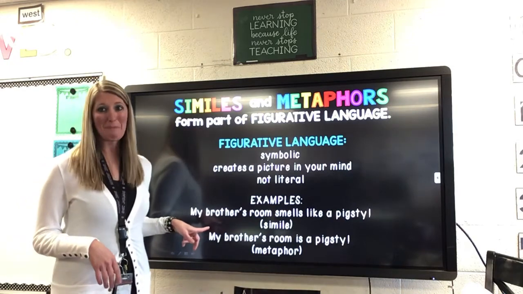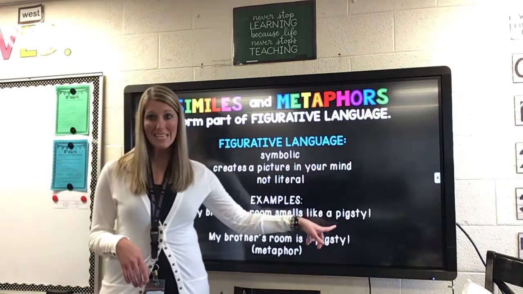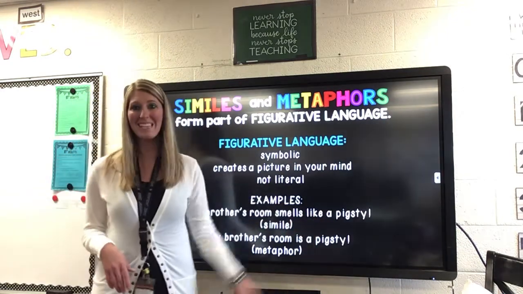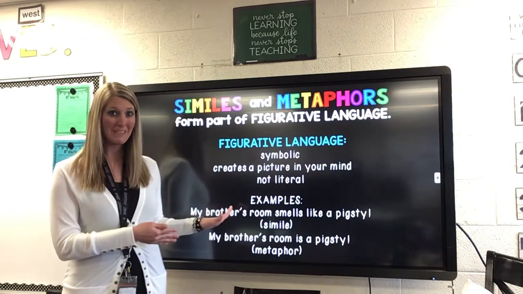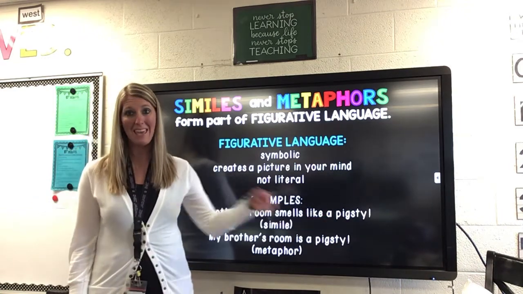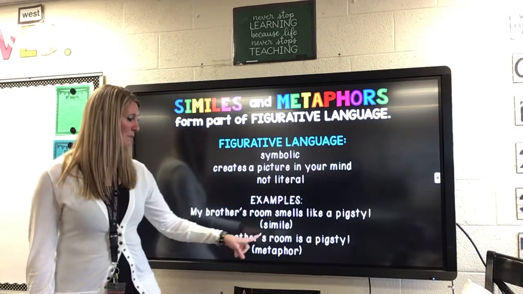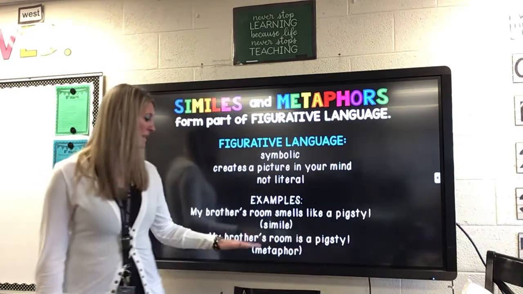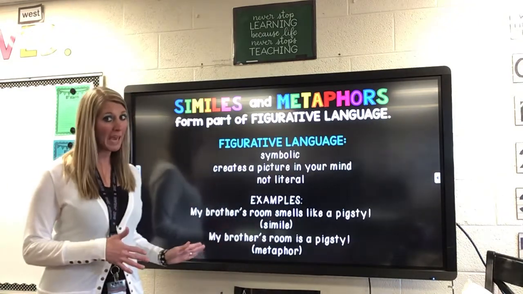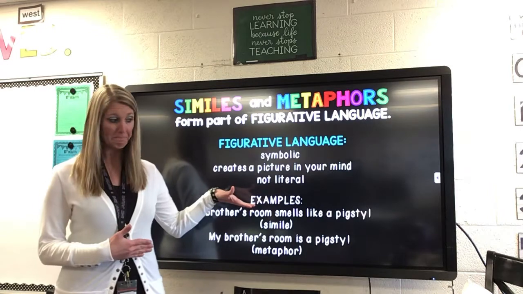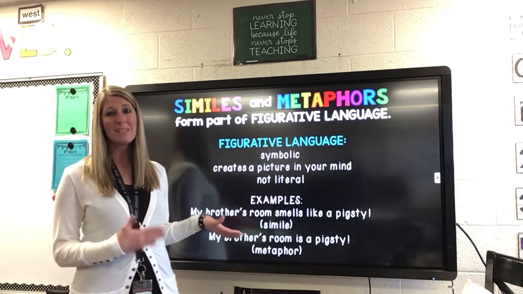So here's an example, if you heard that noise. It says, my brother's room smells like a pigsty. So a pigsty is where the pigs live. And so we're saying my brother's room, and we're comparing it to a pigsty. So it's sticky, it's smelly. And my brother's room is a pigsty. Now this is a metaphor because we don't have like or as. We're still comparing it. It's not as direct, but we're still comparing it in an indirect way. So this is a metaphor.